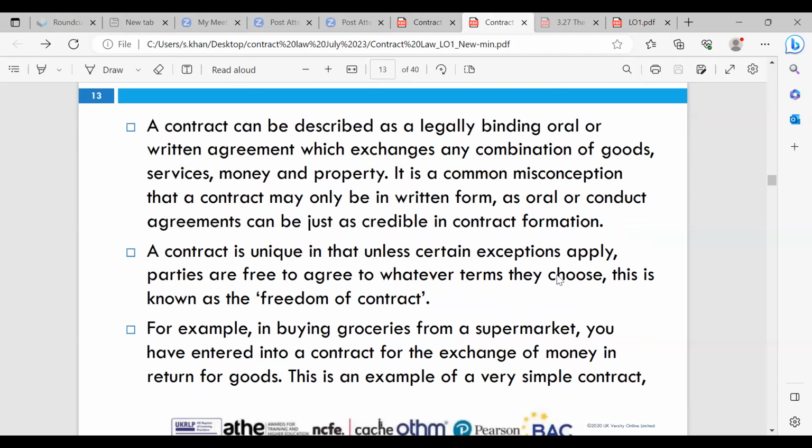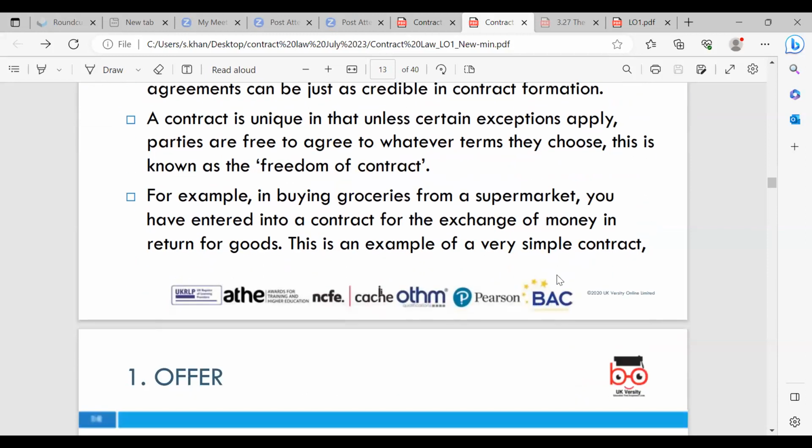A contract is unique in that unless certain exceptions apply, parties are free to agree to whatever terms they choose. This is known as freedom of contract. For example, in buying groceries from a supermarket, you have entered into a contract for the exchange of money in return for goods. This is an example of a very simple contract.